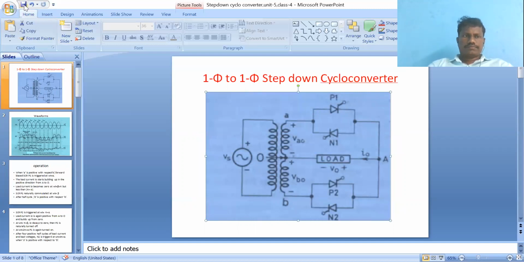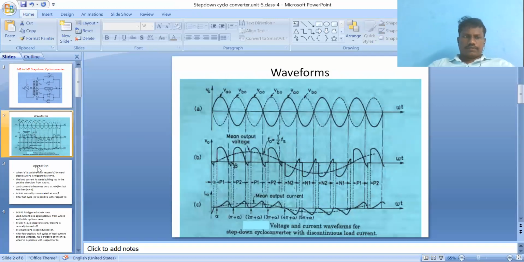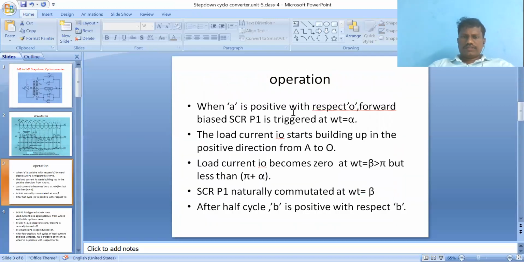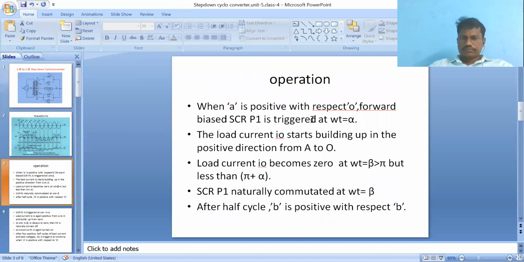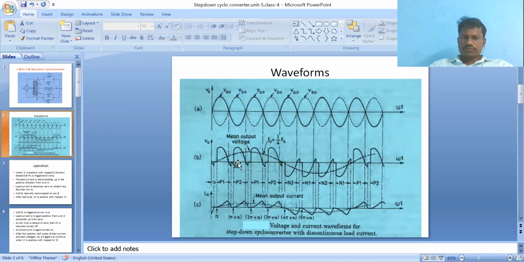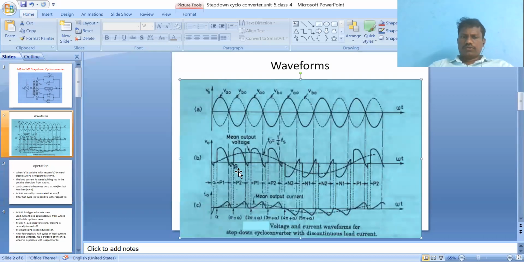Okay, it is the diagram. See here, when A is positive with respect to O and B is negative with respect to O. Once A is positive with respect to O, it means P1 is forward biased, B is negative, N2 is forward biased. Clear? So P1 is triggered at omega t is equal to alpha. Then the load current I0 starts in the positive direction from A to O only. Clear?